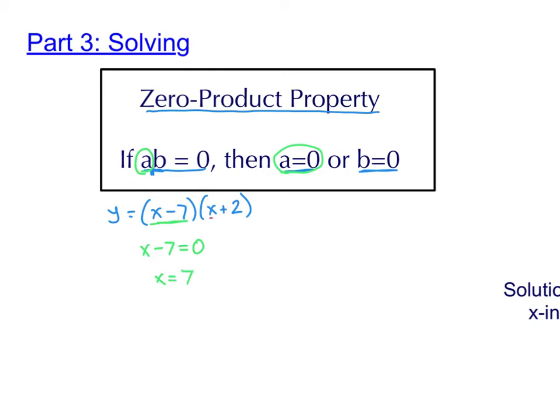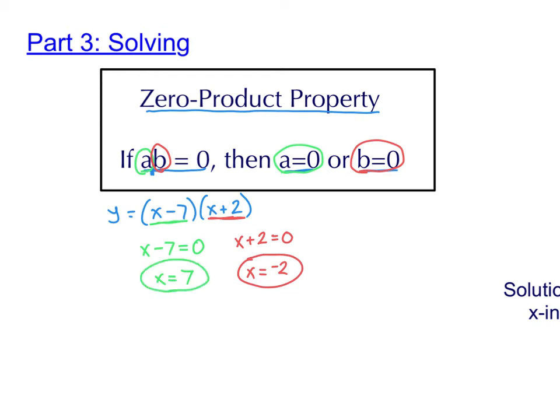And then I'm going to have x plus 2. That's going to be kind of like having a B, and I set B equal to 0. So then that's going to be x plus 2 equals 0. And then x is going to equal negative 2 when I solve. And so that is the solution to this equation.